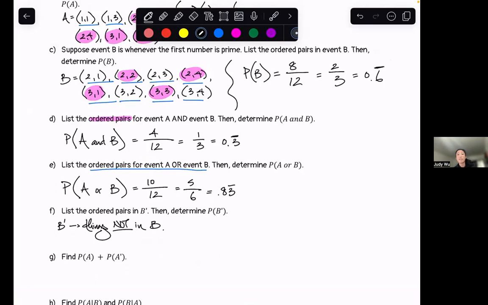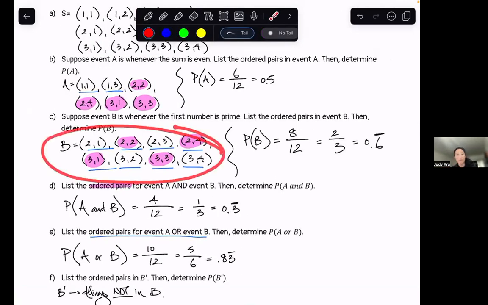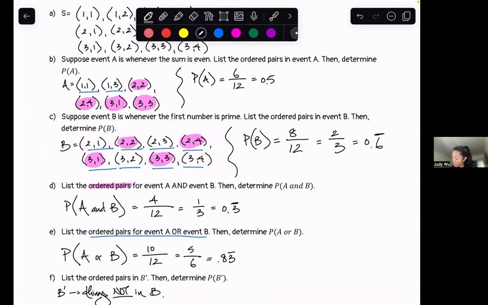So now I want to think, when I go back to my beginning sample set, how many of these, or which ones, don't start with a prime number, okay? In other words, which ones did I not grab for B? Those are the ones in B prime, or we say the complement of B, okay?